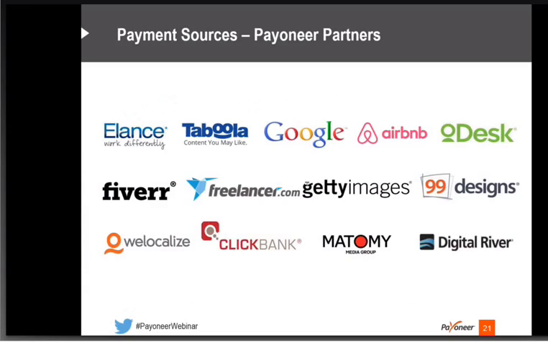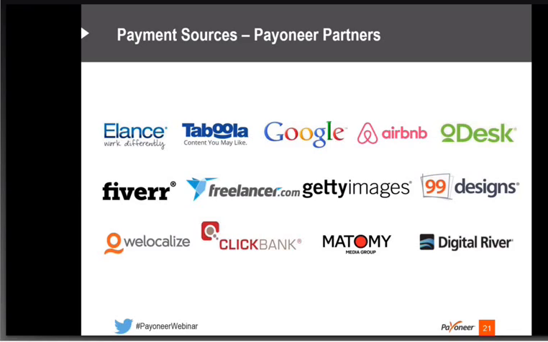These are just some of our partners that we work with. I'm sure you're familiar with many of them, like Elance and Odesk, Freelancer, Google, and we have many, many more, as I said, over 1,700. A lot of these partners offer the global bank transfer service. And those that don't, you can easily get your payments on your card, as I'm sure you're aware of.